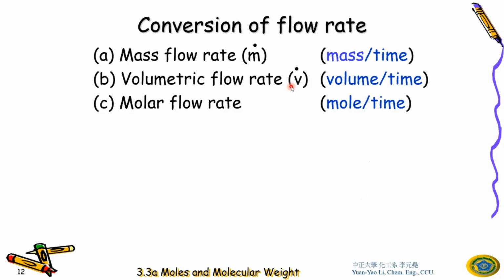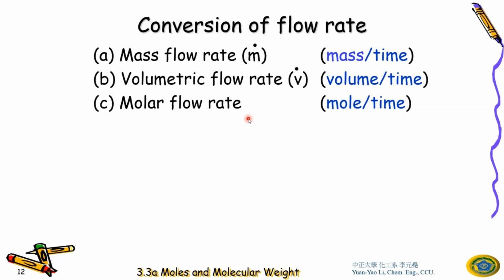So this is important here. I want to tell you that now you have 3 flow rates. First one, mass flow rate. Second, volumetric flow rate. Third, molar flow rate. So it's all mass divided by time, volume divided by time, and mole divided by time. So how are these 3 going to change to each other?